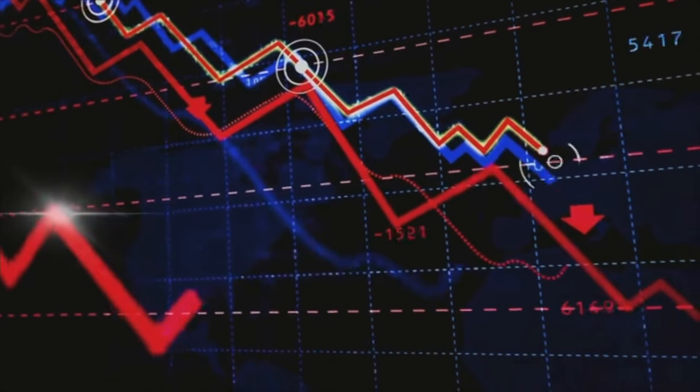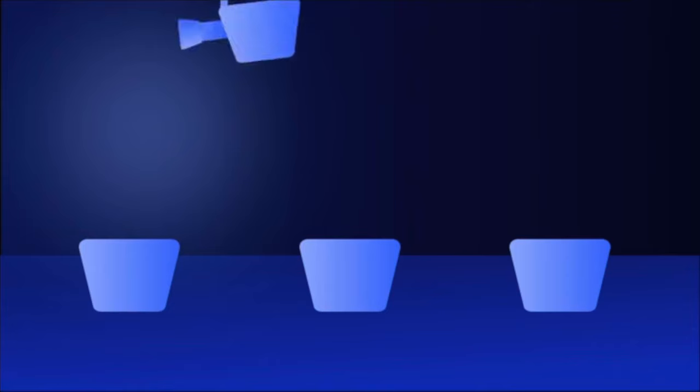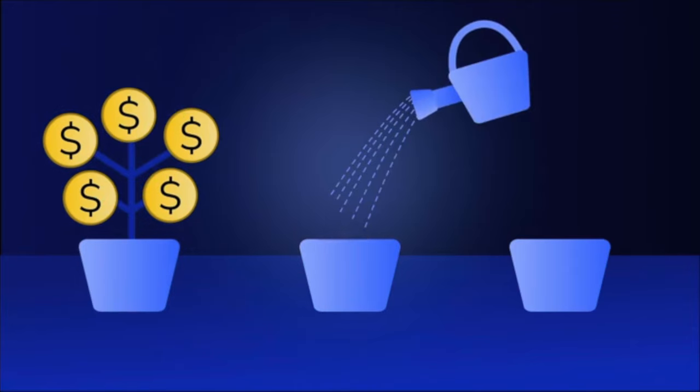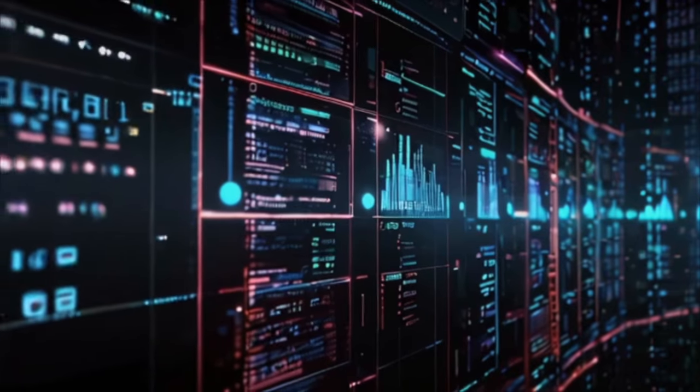Today, anyone with a smartphone and internet connection can access the same market once reserved for Wall Street professionals. Trading has become democratized, giving power back to individuals.